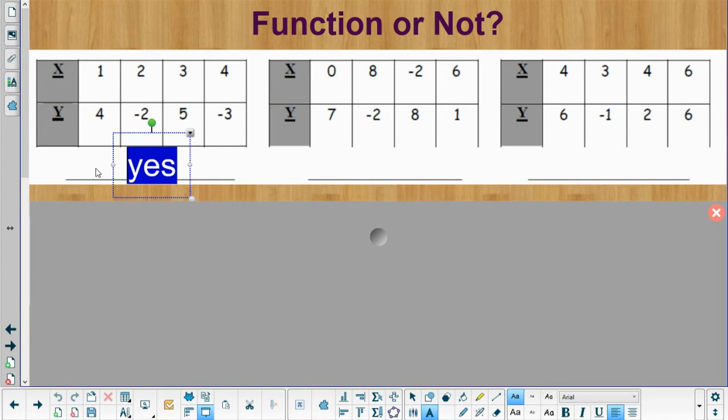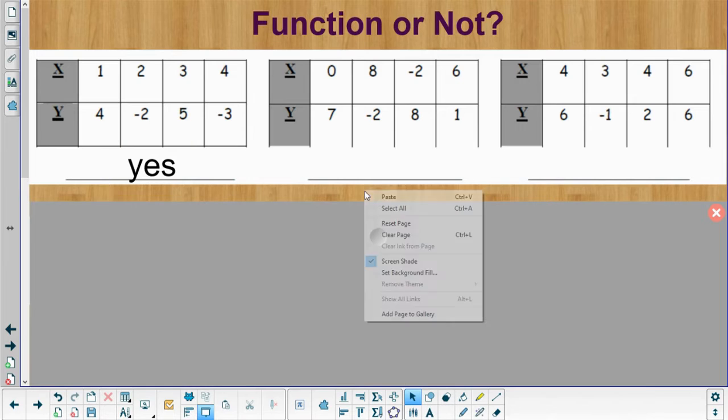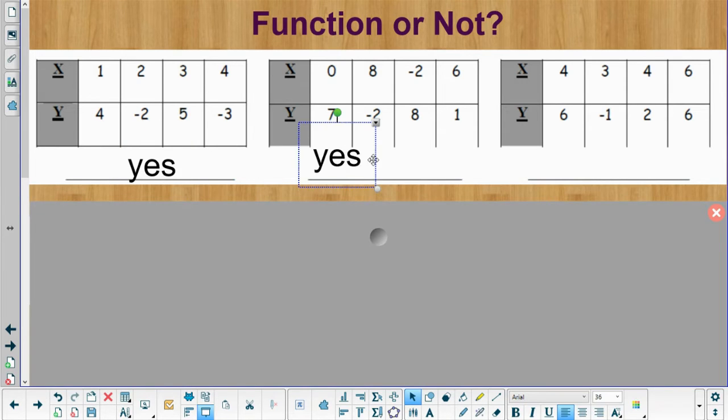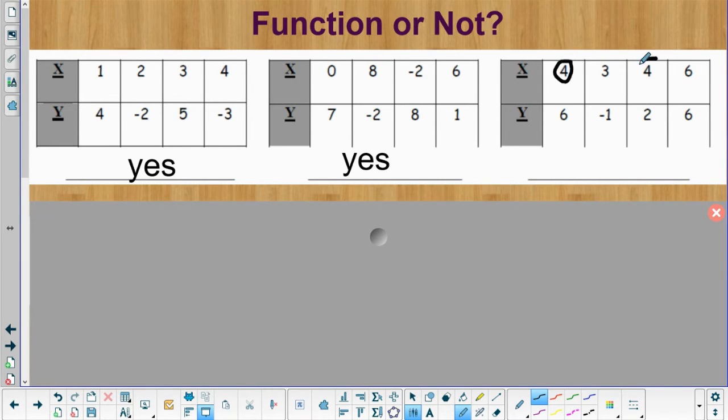All right, I'm going to copy and paste real quick. All right. In my third one, over here, I see I do have repeats. I see my 4 and my 4 repeat. So this one automatically is a no. It is not a function because each X does not go to its own Y. There's an X value that goes to 2 different Y's.